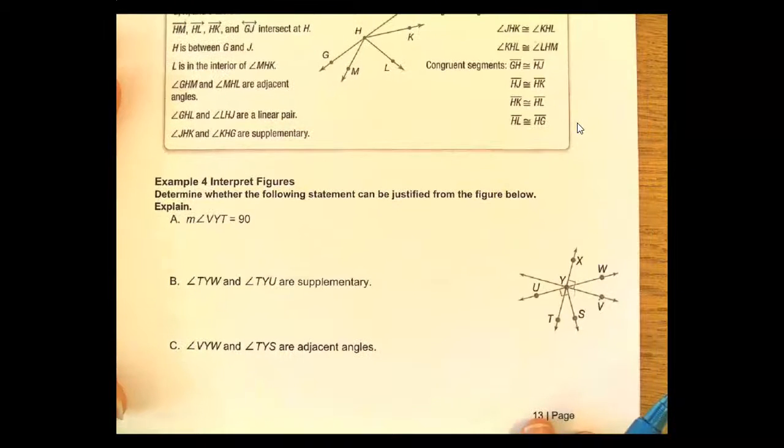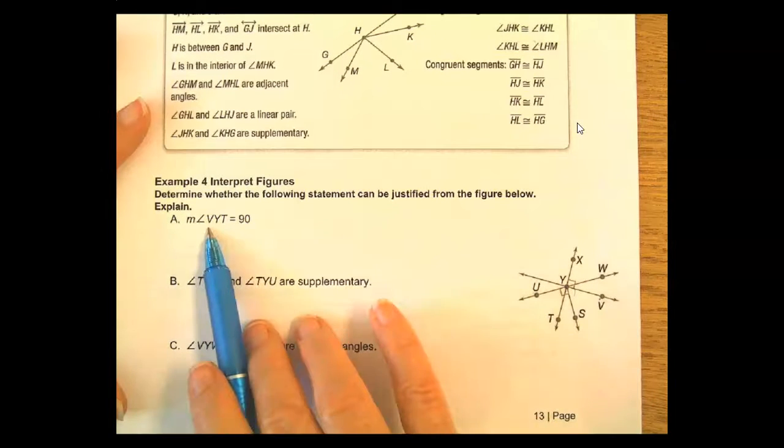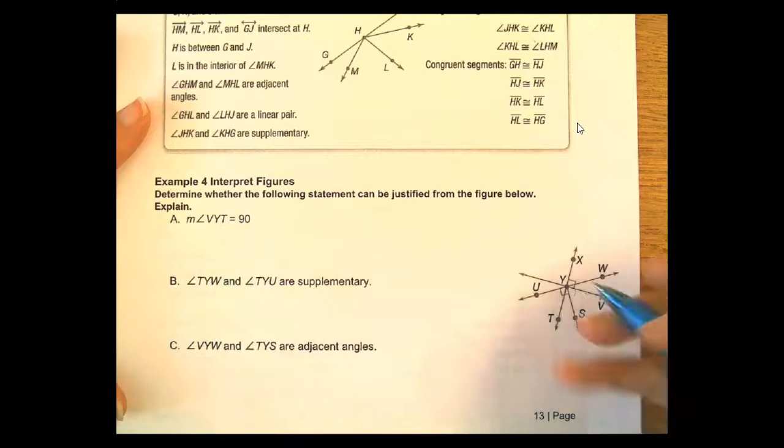All right, let's move on. So, how do we do this? So we're going to say the measure of VYT equals 90. So here it is. Where's VYT? This right here, VYT. VYT is 90. Can we say that's true? Yes, we can. Because we can say that these two angles are a linear pair. So let's do that.